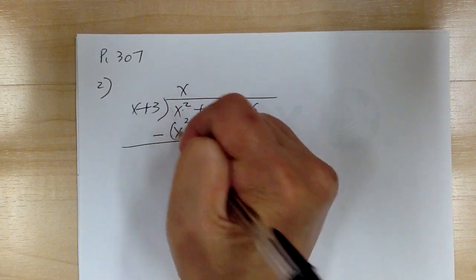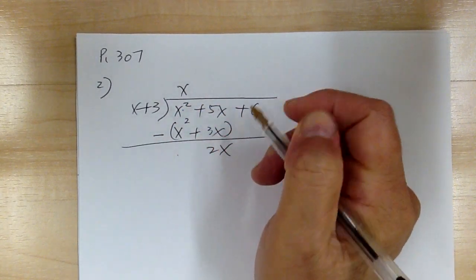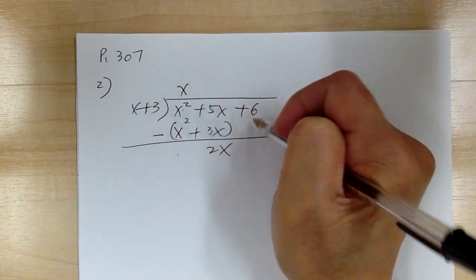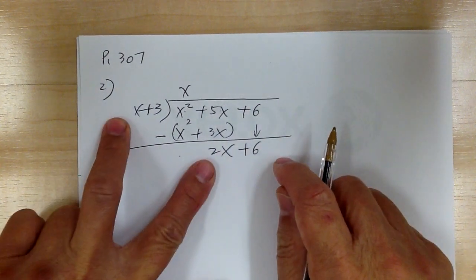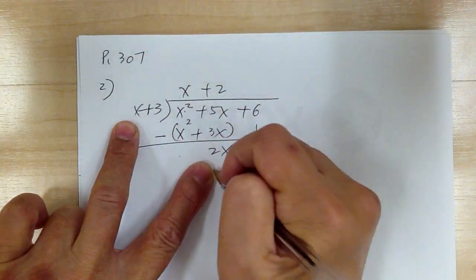So x squared minus x squared gives you 0. 5x minus 3x will give you 2x. Notice the first term will always cancel out. So after you subtract, you drop the next term. So it would be plus 6. Again, look at the first term only. So x needs to be multiplied by 2 to give you 2x.